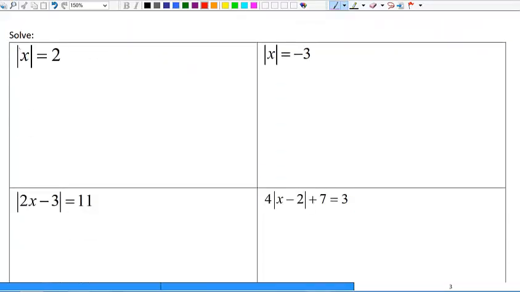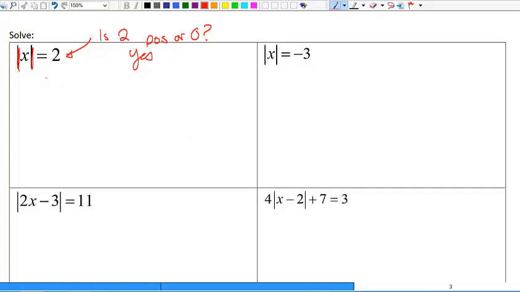Okay, step 1. Are these absolute value bars isolated? Well, in this problem, they already are isolated. The second step is to determine: is this 2 positive or 0? Well, the 2 is positive, so the answer is yes, which means I can keep going.